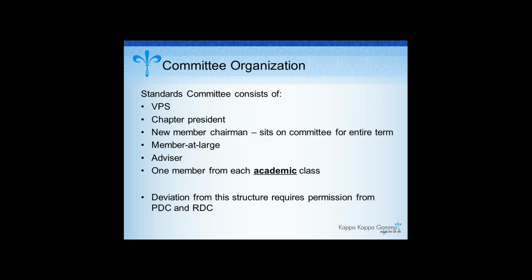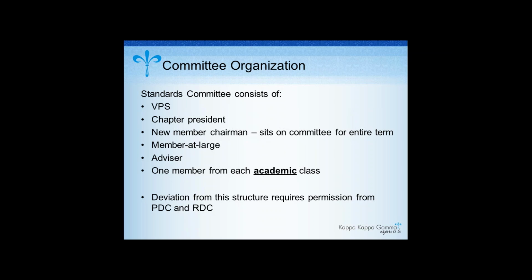So deviation from the structure requires permission from the PDC and RDC. So if for some reason the chapter is not following the laid out structure, they should have gotten, or they need to get, permission from their PDC and RDC, so that way we can figure out what would be better and why they're not using it at this point.